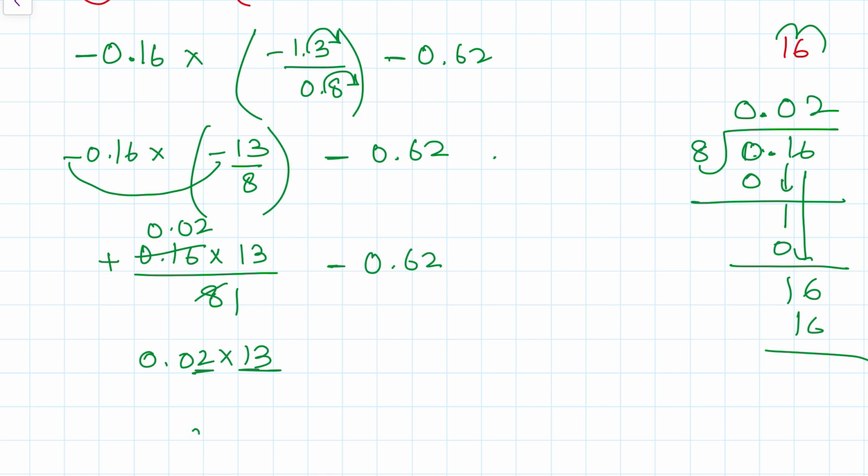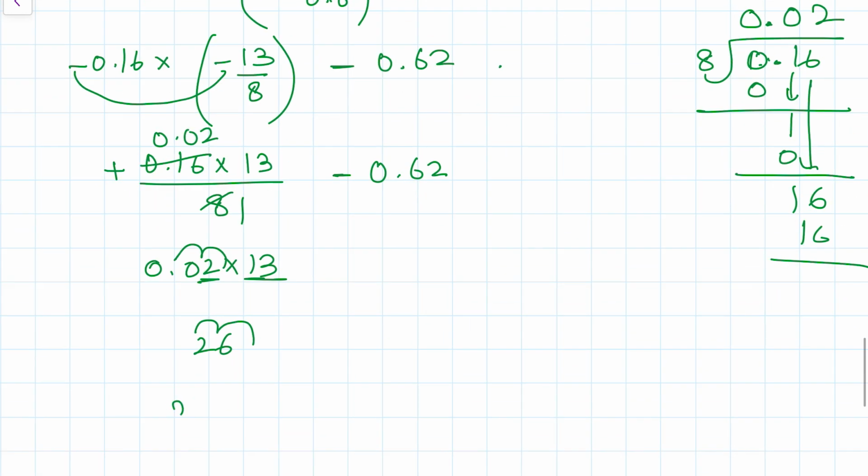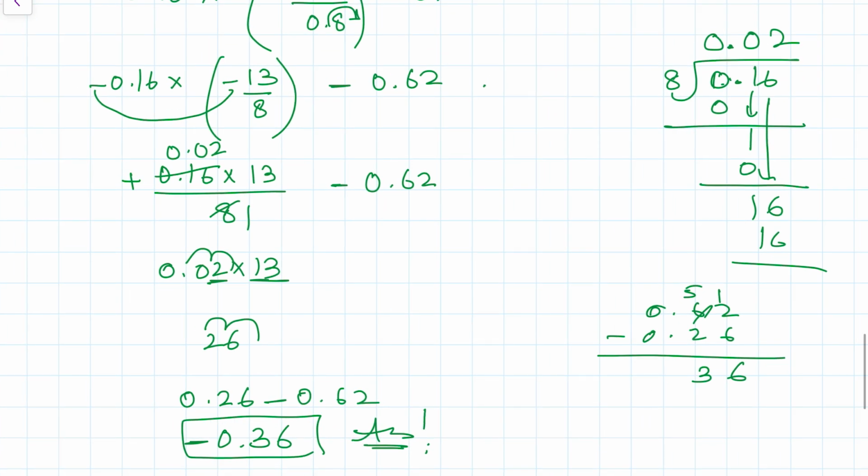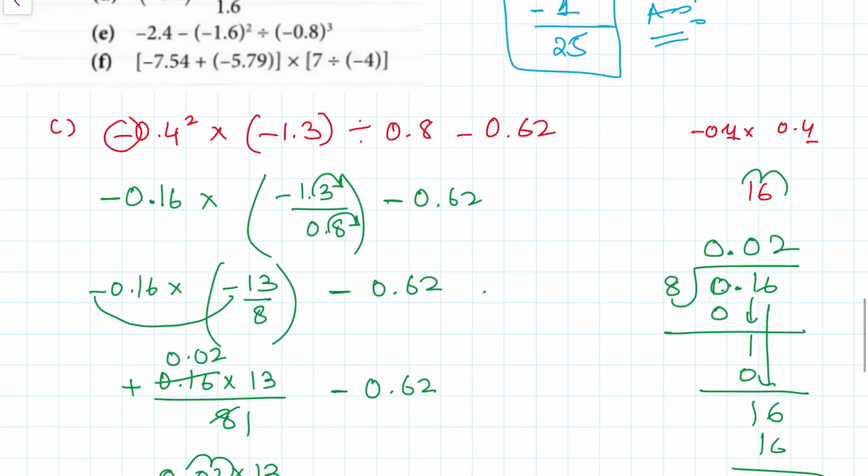13 into 2 is a 26. But move 2 decimals back. 1, 2. So it becomes a 0.26 minus 0.62. 12 minus 6 is a 6. 5 minus 2 is a 3. And we write the sign of the bigger number, 0.36. You have to be very quick and good with calculations.